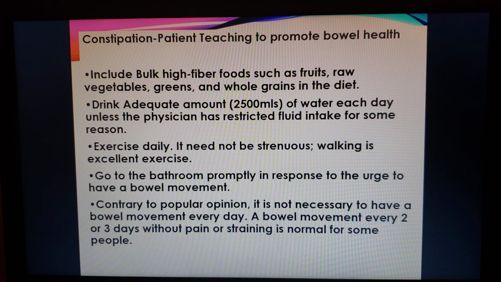And you want to keep in mind that the number of bowel movements a patient has is individualized to that patient. Some patients do not have a bowel movement every day. They may have a bowel movement every 2 to 3 days. So you want to assess a patient's normal bowel elimination pattern. That way you can set goals appropriately and individualize them to the patient.